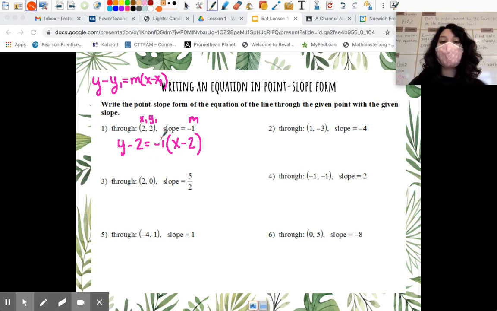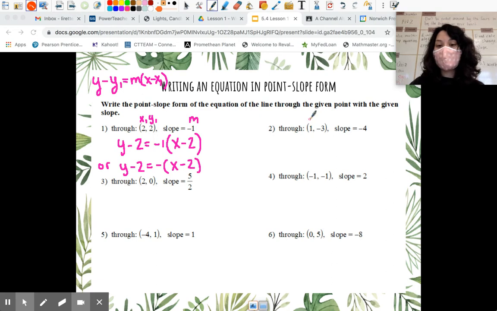Now you might be thinking, don't I need to distribute the -1 to get rid of the parentheses, and shouldn't I be getting the y by itself? Nope, not for this particular problem. We want to leave it in point slope form, so even though it looks a little odd, this is the final answer. The only other different way that you could write it is instead of writing -1 parentheses, you could write minus parentheses. Okay, that's the only other way that we could write this equation in point slope form.